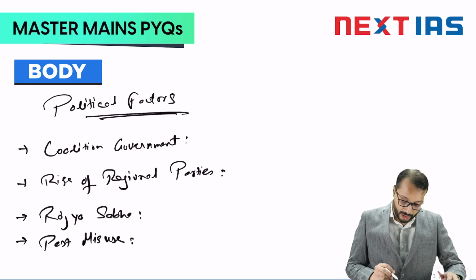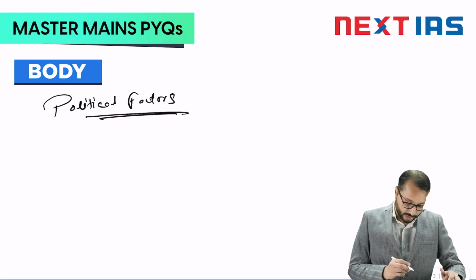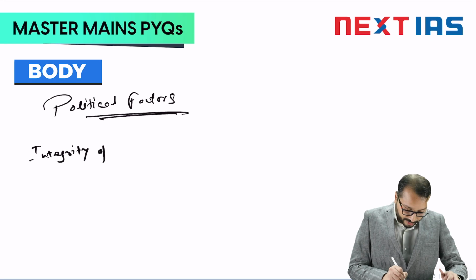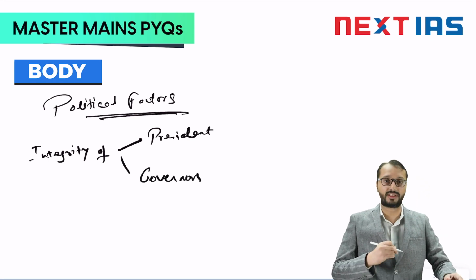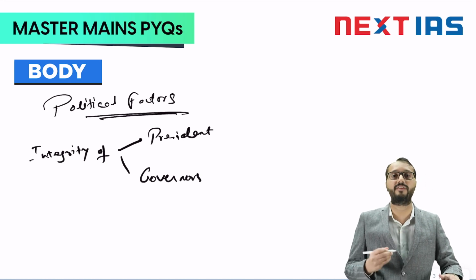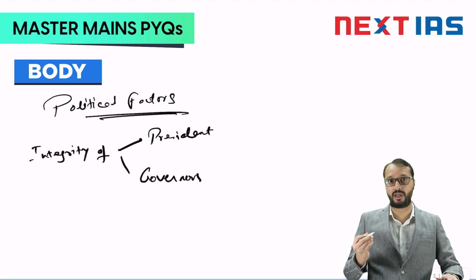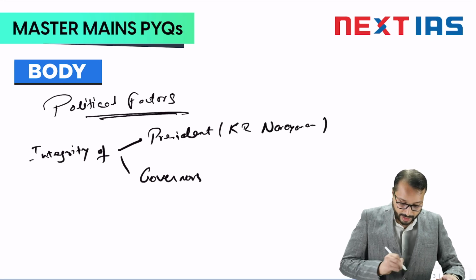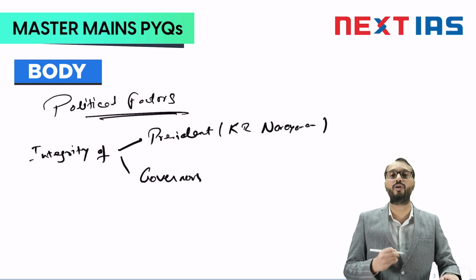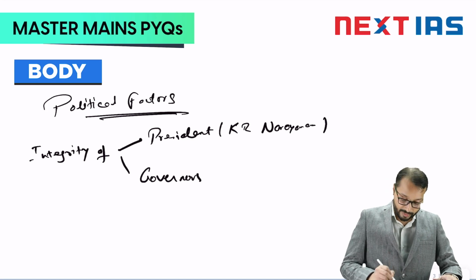Then you can highlight the role of governors and the presidents in this regard, the integrity of both president and governors. There are many examples where presidents and governors had a huge role to play in scrutinizing the decision making of whether to impose president's rule in the state or not, right? One prominent example is K.R. Narayanan, who in 1997 was asked by the center to impose president's rule in the state of Uttar Pradesh, which he denied.